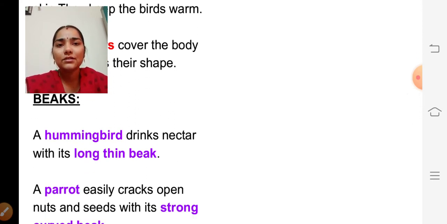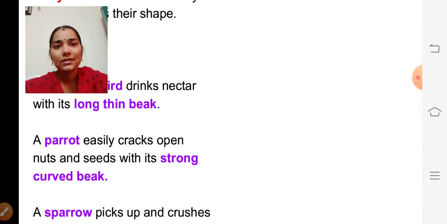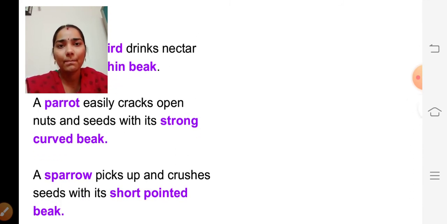A hummingbird drinks nectar with its long thin beak. The next one is parrot. A parrot easily cracks open nuts and seeds with its strong curved beak. So parrot has a strong curved beak. Hummingbird has a long thin beak. According to their food, they have different kinds of beaks.